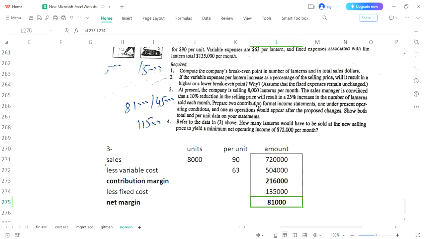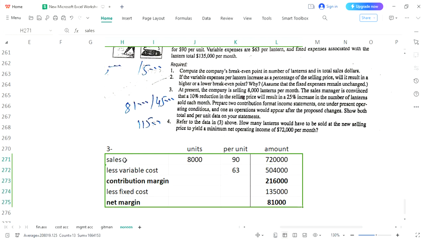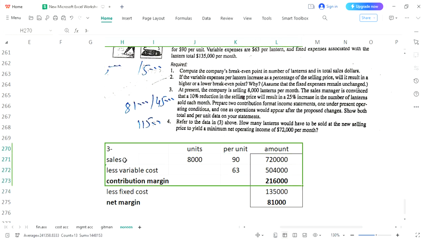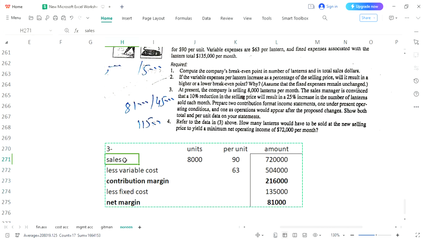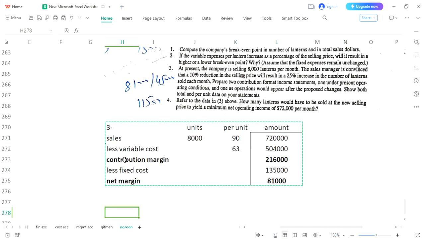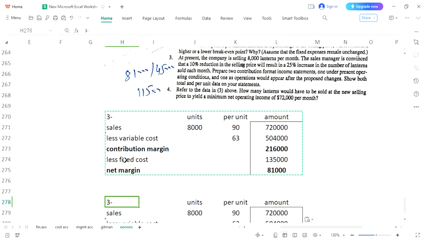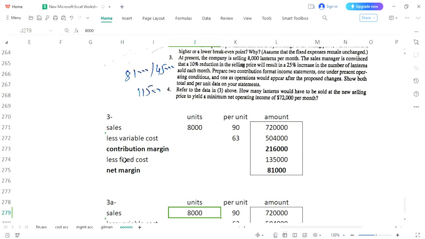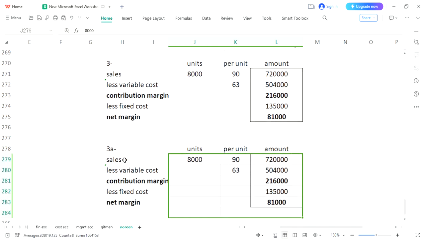But again, read over here. Prepare two contribution margin format income statements, one under present conditions. This is your present conditions. Now what you will do, you will make your new income statement. For me, it is a little easy. What I will do, I will take everything from here and will make my new statement over here. So I will name it as 3A and will change everything present over here. Just the format I am taking from the previous statement.